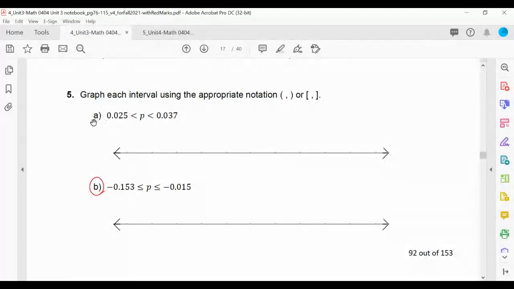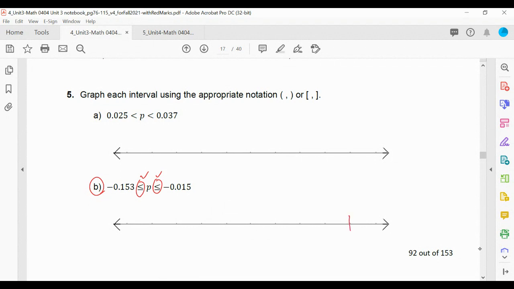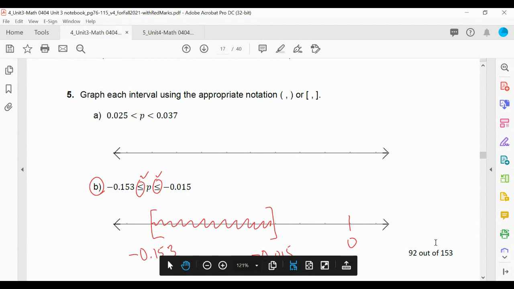The next one I want to go over is one that has, for example, the less than or equal to symbols, like in 5b. So this one, instead of using parentheses, we would use square brackets. Again, these are both negative, so we might have negative 0.153, and somewhere over here we have negative 0.015. And we would shade everything in between. So that's the graph of that interval.